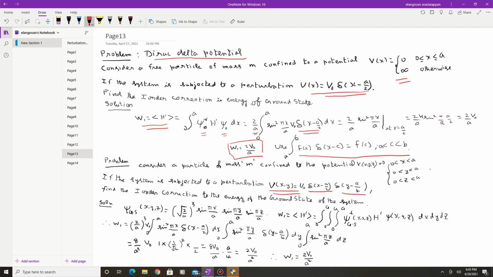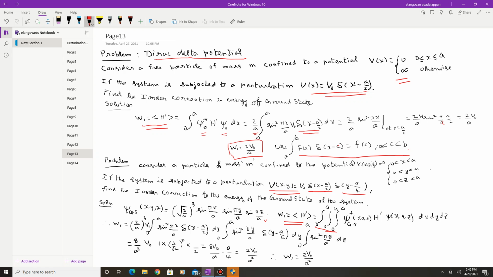Square root of 2 by a, whole cube, sin pi x by a, sin pi y by a, sin pi z by a. So this is the ground state wave function. So this is the first order correction. This is the expression. So first write down psi star ground state, H prime, psi, and dx dy dz. The limits are from 0 to a.